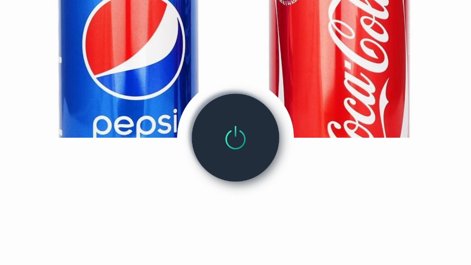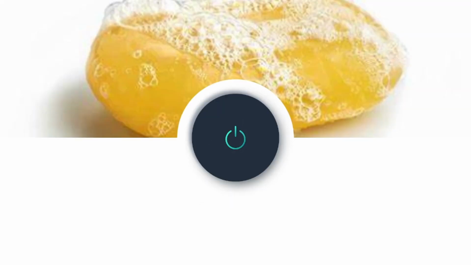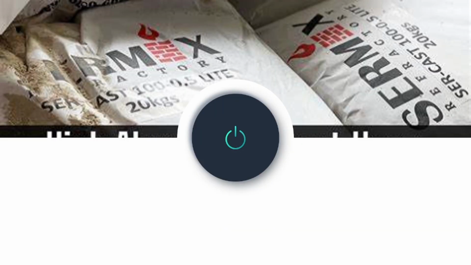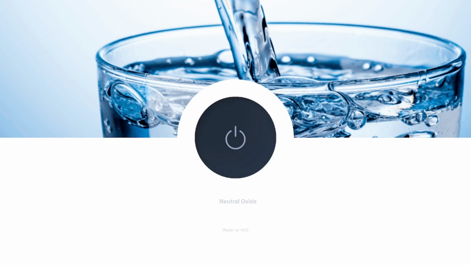Soft drinks like Pepsi or cola contain carbonic acid, which has dissolved carbon dioxide. When the drink is cold, more carbon dioxide is dissolved in it. Soap contains sodium hydroxide, which has dissolved sodium oxide in it. It is a basic oxide, which is bitter. Aluminium oxide is an amphoteric oxide used to make special cement. Water is a neutral oxide and tasteless.